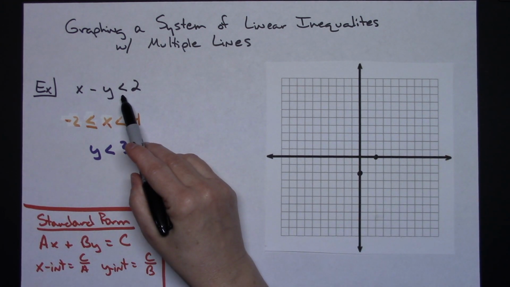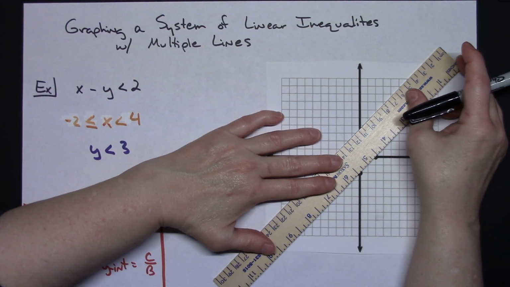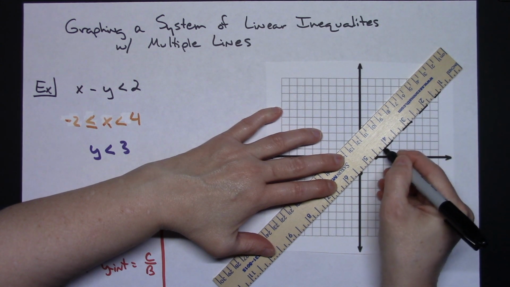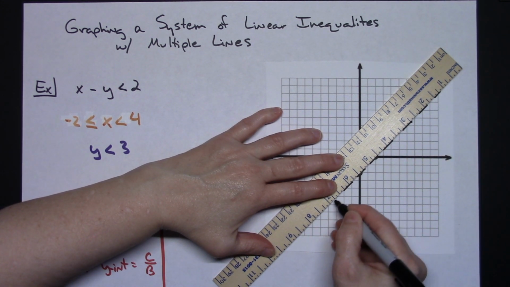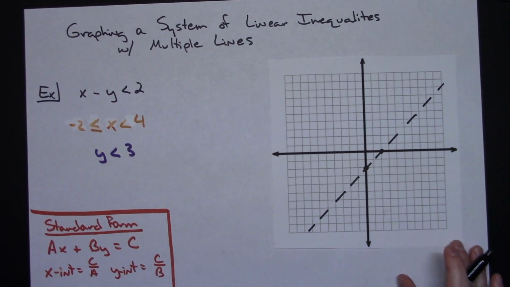Now, I'm going to look at the inequality symbol right here. This inequality is a less than, which means I need a dotted line when I put this on. So let's go ahead and put a dotted line. That means that any of the points on this line are not going to be solutions to this inequality.